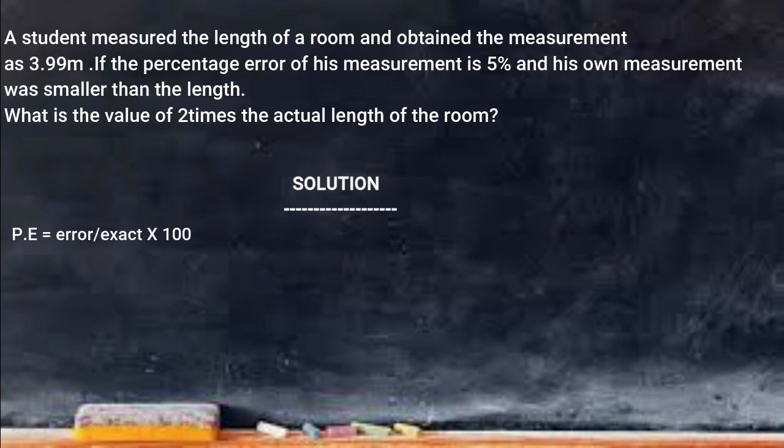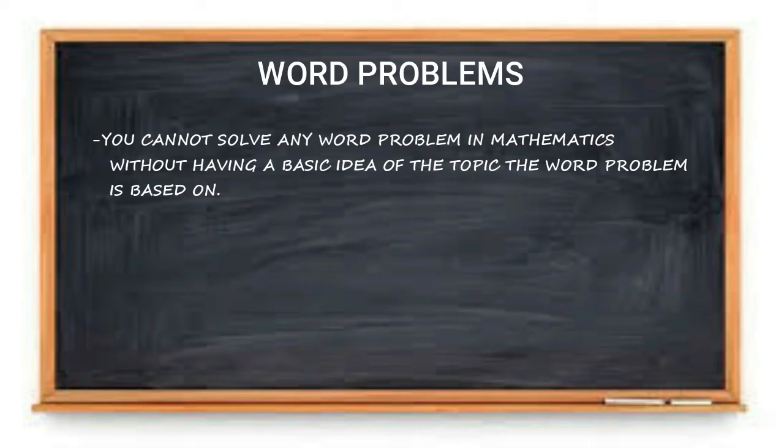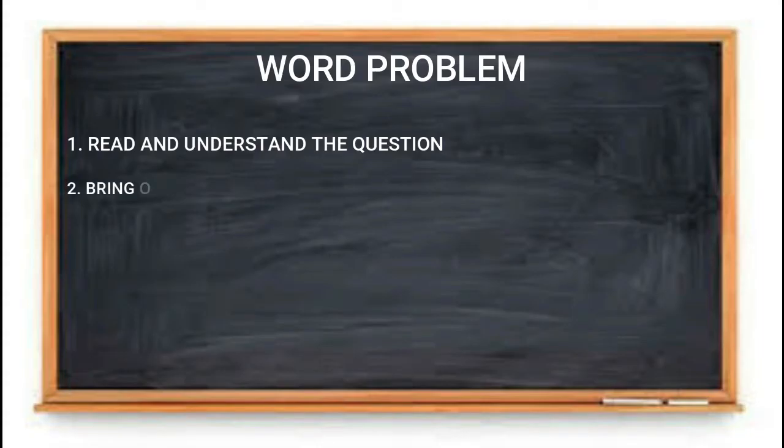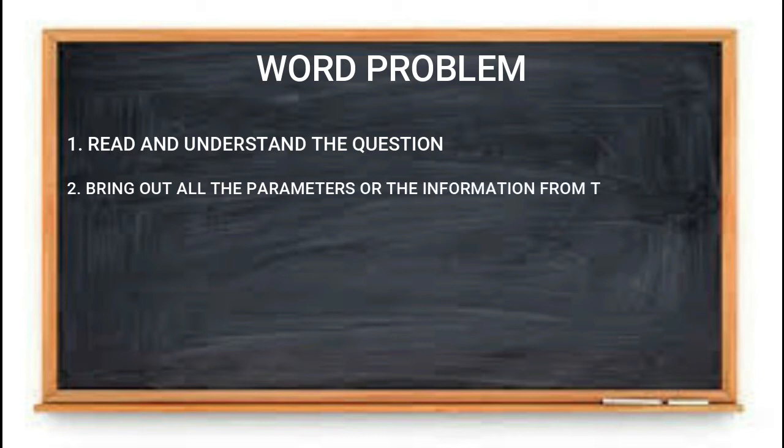But it's important you note this. You cannot solve any word problem in mathematics without having a basic idea of the topic the word problem is based on. So once you understand what the word problem is all about, the next step is to bring out all the parameters or the information from the question. Basically, this should be the next step to take because it reduces the whole word problem to just numbers or values. You can apply this to any word problem.